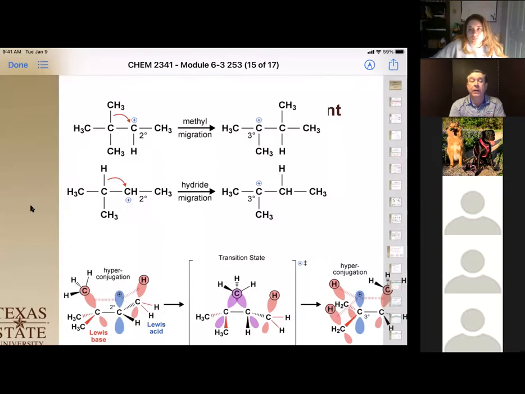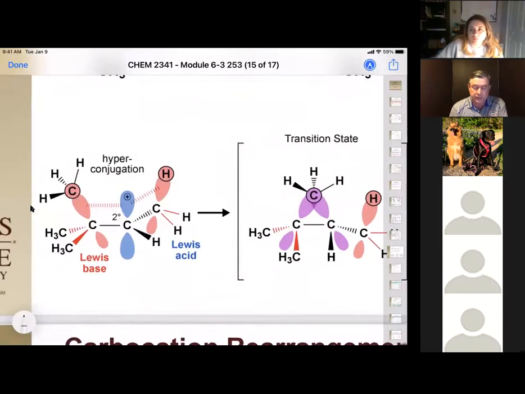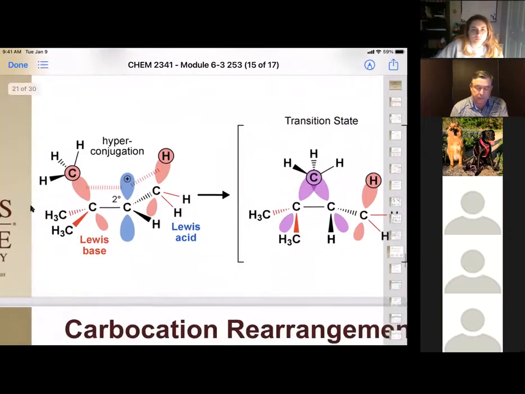Okay. It rarely happens going from a secondary to a secondary. It usually is a secondary to a tertiary. You're trying to form the most stable system here. Now, how does that work? Well, we have 2 electrons in our sp3 hybridized sigma bond here, right? And what's going to happen is it's going to start to see this empty p orbital right here.